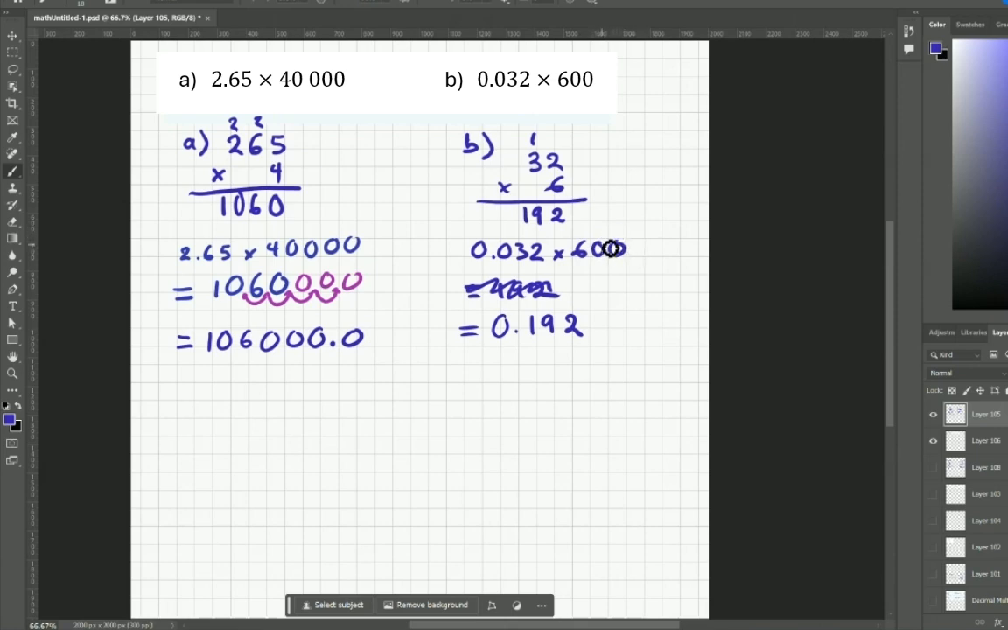Now, we're going to multiply the last part by the number of zeros. We're going to move it to the right in this number. So there are 2. So we're going to move this twice to the right. 1 and 2. So the actual answer is, instead of 0.192, it's going to be 19.2. Okay?